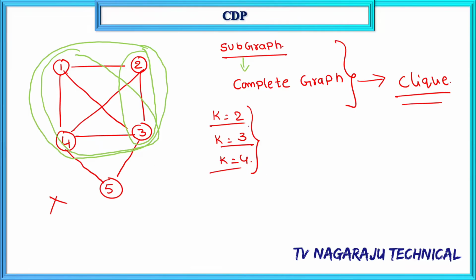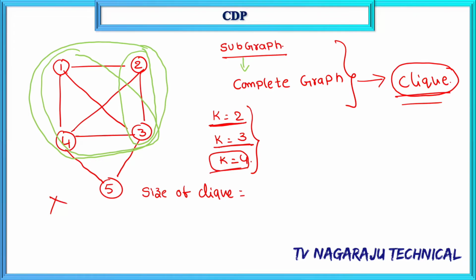So, once you understand what is a clique, the next most important thing is the size of a clique. What is the size of a clique? For k is equal to 2, a subgraph consists of 2 vertices. So, size is equal to 2. K is equal to 3, the size of clique is equal to 3. K is equal to 4, the size of clique is equal to 4.